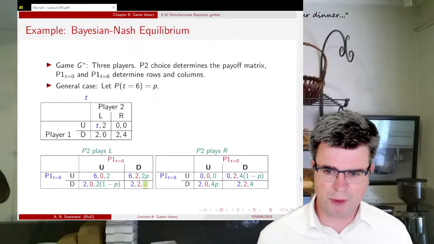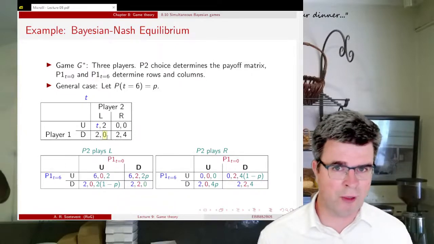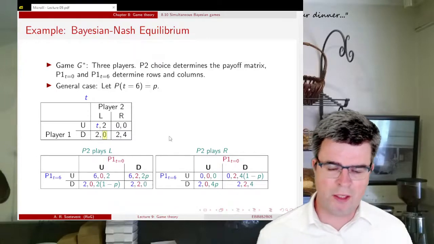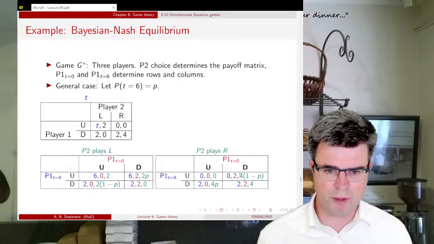Now, for example, this one is easy. If player 1 plays down always, either when he is of type t is 6 or type t is 0, then the payoff of player 2 of playing L will always be 0. And then there's a second matrix which is conditioned on player 2 playing right. So let's do, now for example, this entry over here.